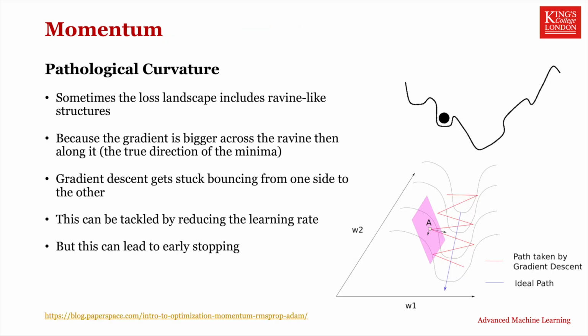So let's start by looking at momentum in the context of optimization, where to understand this, we need to first address the concept of pathological curvature.